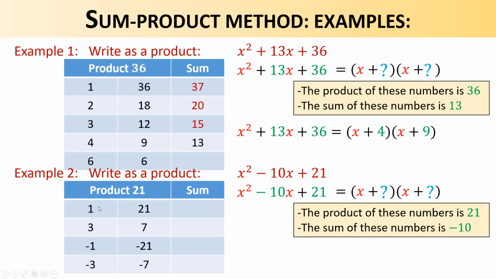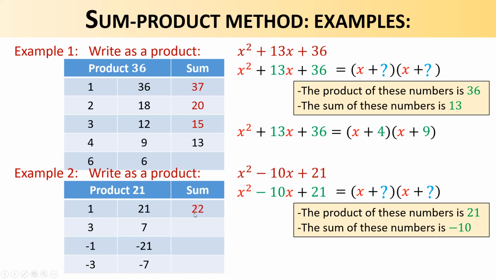Well, 1 times 21 could work, 3 times 7 could work, and I could have negative options. Minus 1 times minus 21 also gives me 21, and minus 3 times minus 7 also gives me 21. And actually, because the sum of my numbers is going to be negative, I know that these are the only viable options. Nevertheless, let's go through them all.